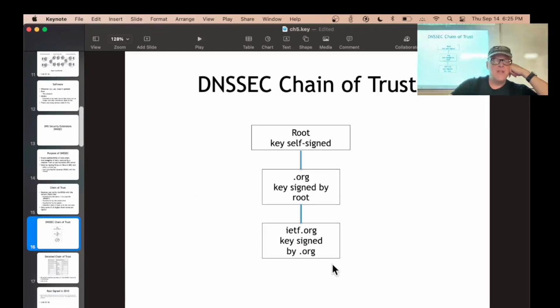And so you have something like this. You have the IETF key signed by .org, .org signed by root, and the root is self-signed. And it's verified through this quasi-religious process I described. And that's the chain of trust.